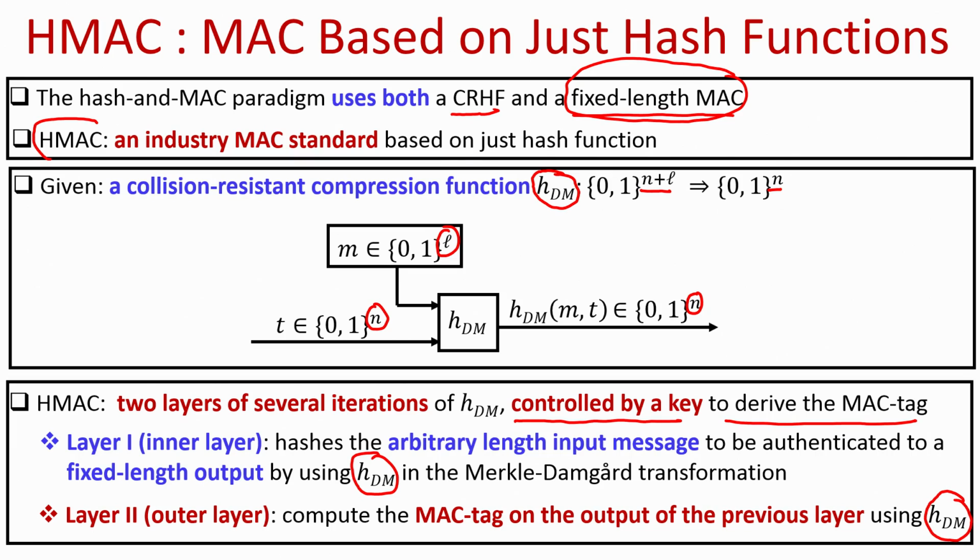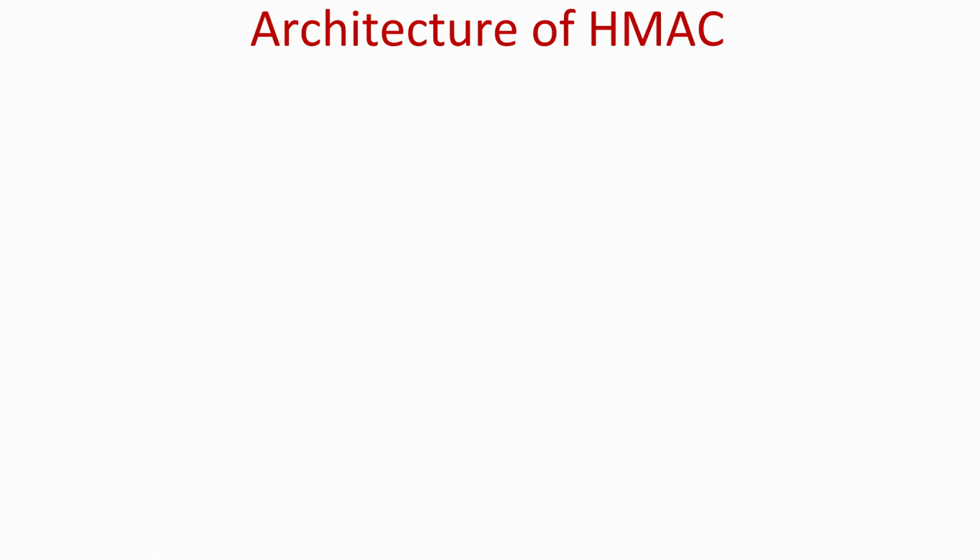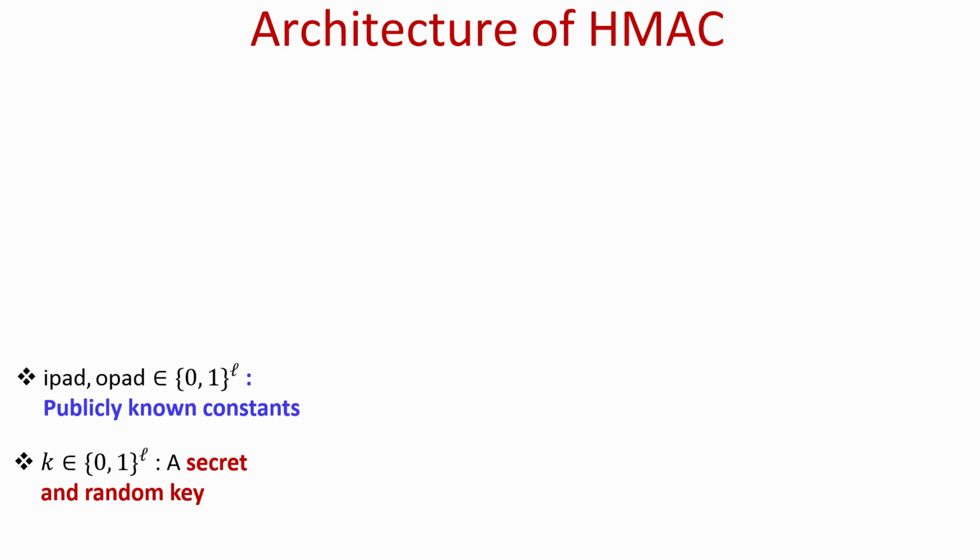Even though this can be viewed as an instantiation of your hash and MAC paradigm, because we are first hashing the message and then creating the tag, the interesting part here is that the tag for the message is also computed using one instance of the Davis-Meyer function, or the collision resistant compression function. We do not need a separate MAC for this second layer. So, let us see the architecture of the HMAC.